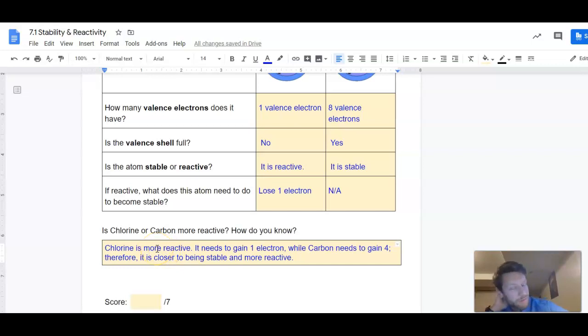Chlorine is more reactive than carbon because it needs to gain 1 electron, while carbon needs to gain 4. Therefore, it is closer to being stable and more reactive.